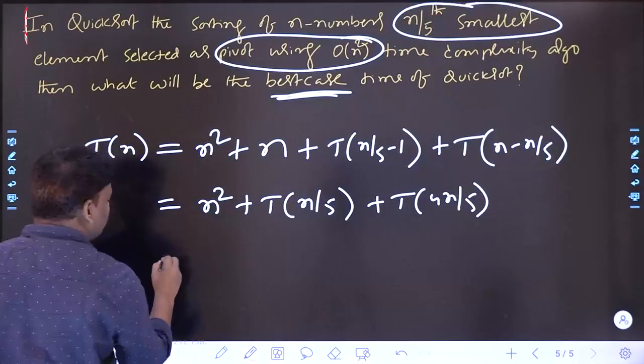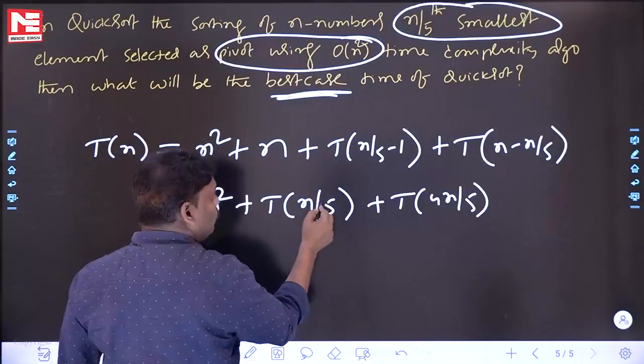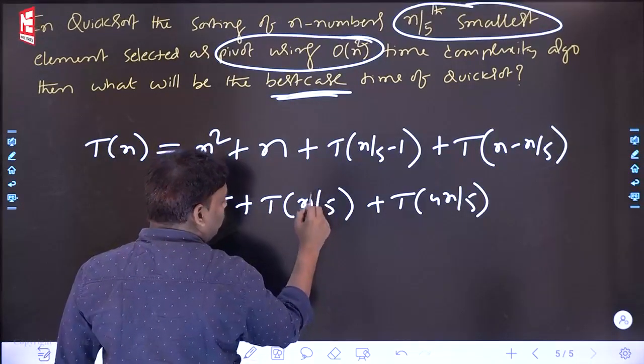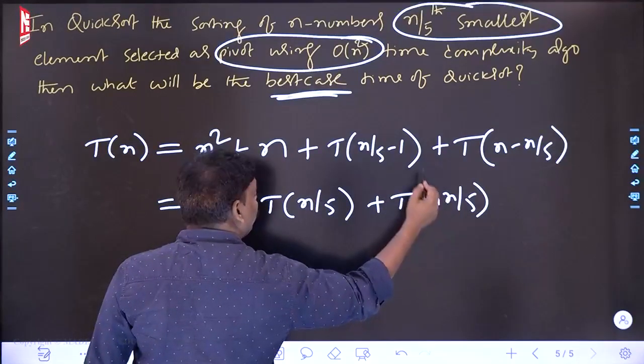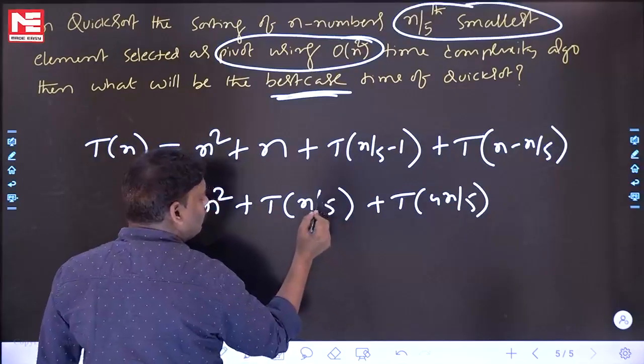Right? So this one, if you solve, the first level cost is n square. The second one, if you want you can check, is n by 5 whole square, and 4n by 5 whole square. So finally below 25 will come, above I think 17 will come, 17 n square.